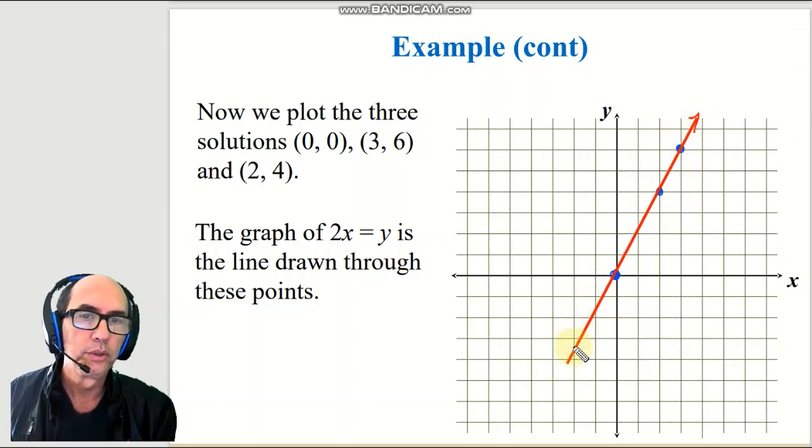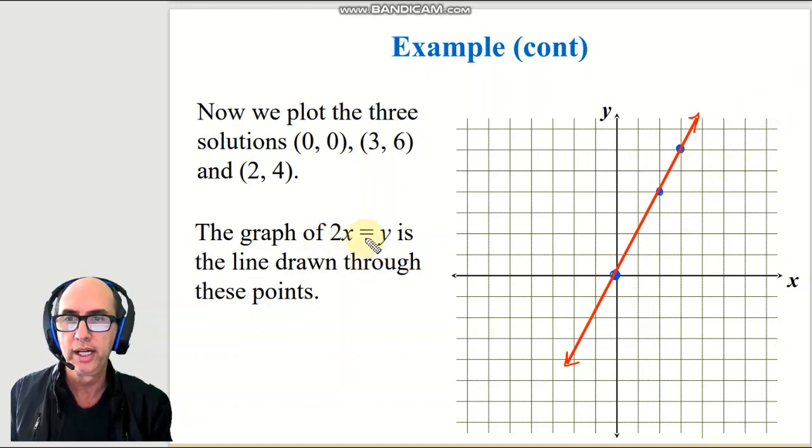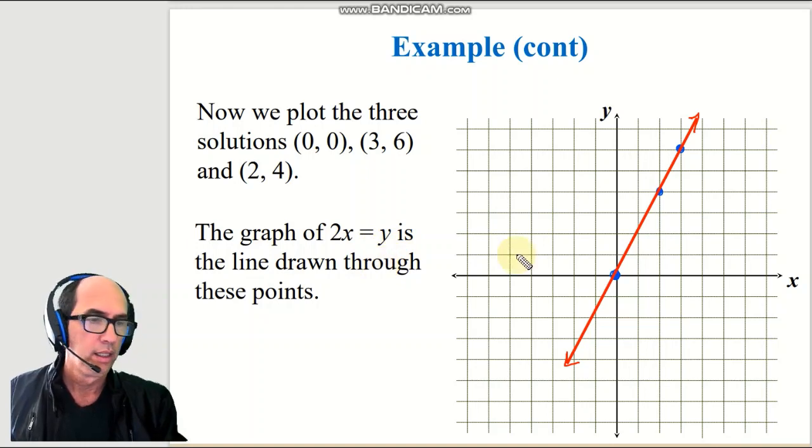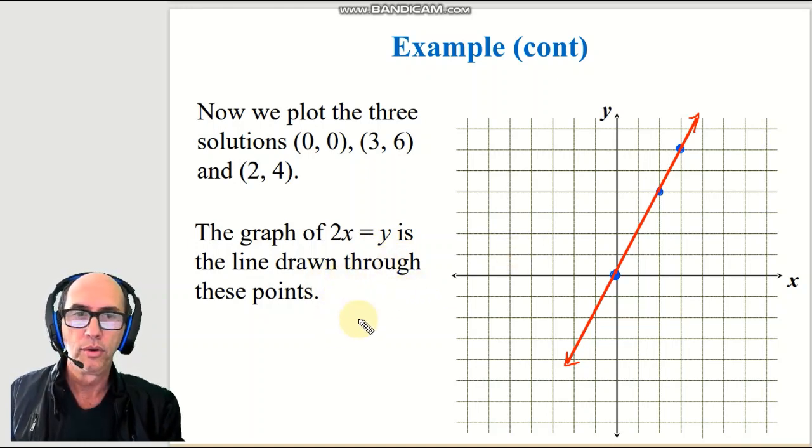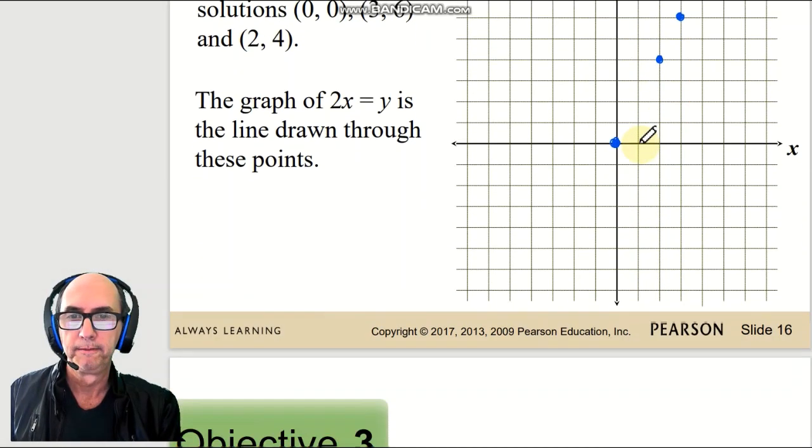Draw the arrows because the line goes to positive infinity, negative infinity. The graph of 2x equals y is a line drawn through all the points, the 3 points that we found. Great.